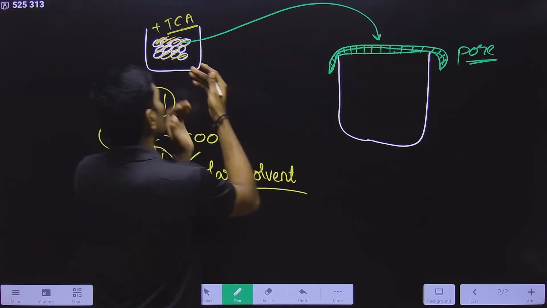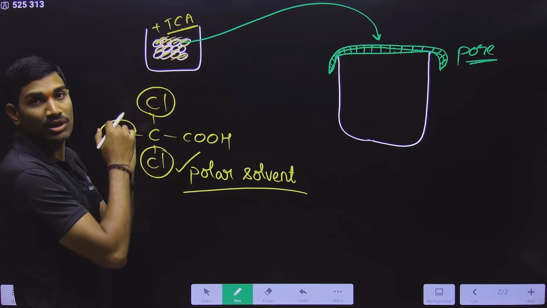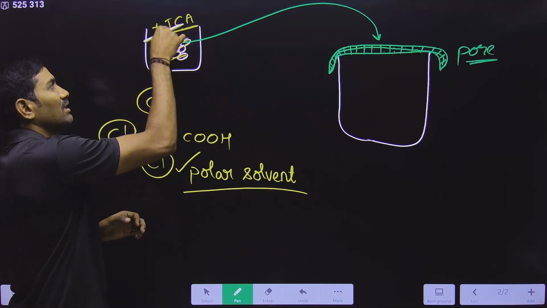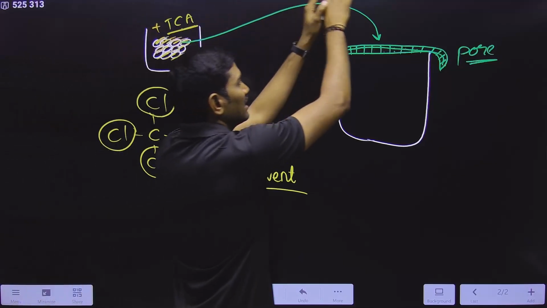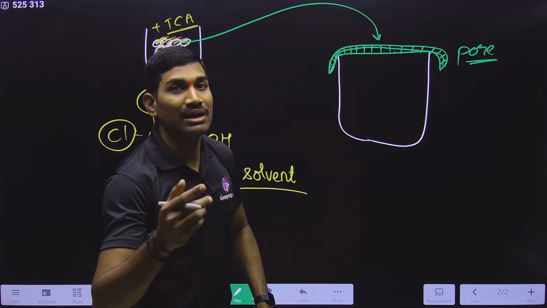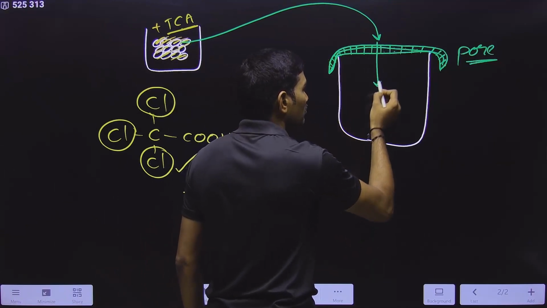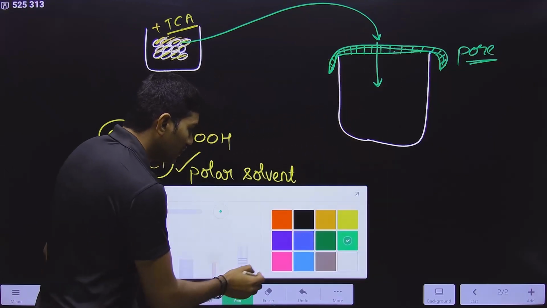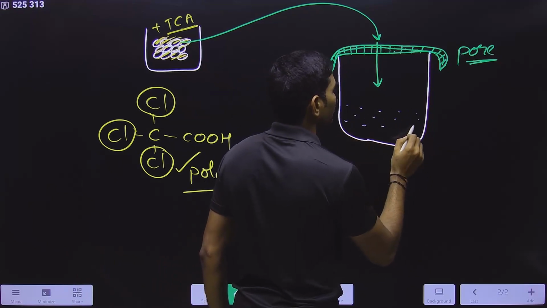Now what happens? There are so many molecules present in this. Some are small molecules, some are large molecules. And the solvent, the acid, is present. Now we are keeping this entire content on it. Acid is able to pass through this, so that now the acid is collected inside the beaker.